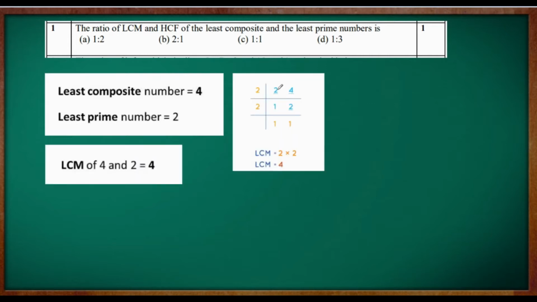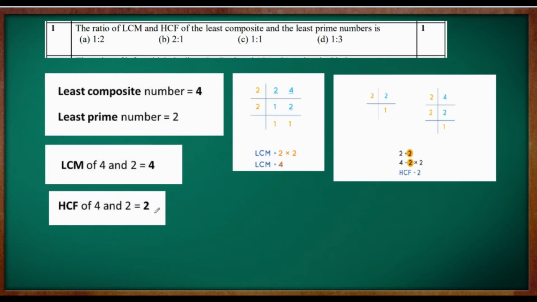The procedure is we can find the LCM of any two numbers using the prime factorization method. So the LCM of 4 and 2 is 4 and the HCF of 4 and 2 is 2. We are going to find the ratio of LCM and HCF. So the ratio of LCM and HCF is, LCM we got as 4 and HCF is 2. So the ratio 4:2 is nothing but 2:1. So the correct option for the first question is B, 2:1.